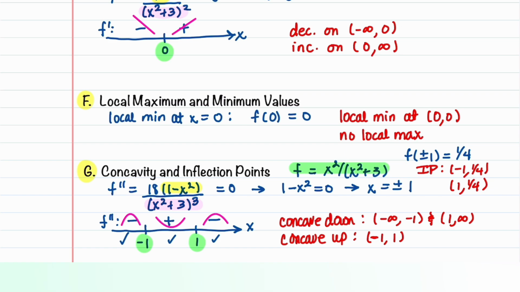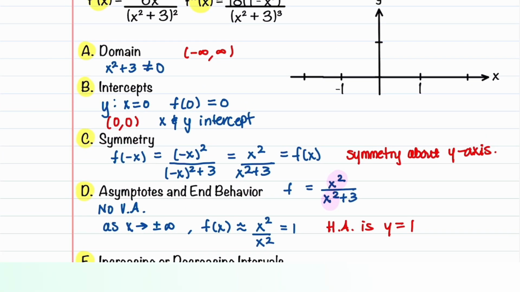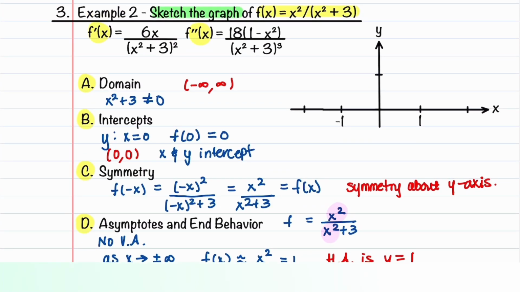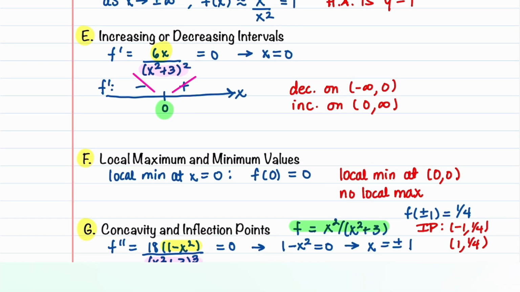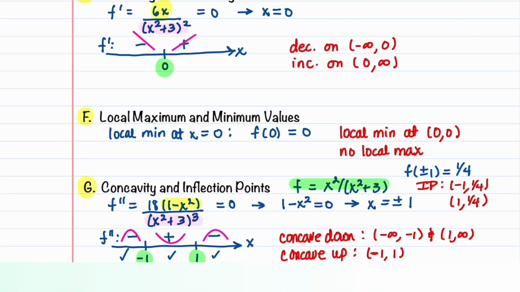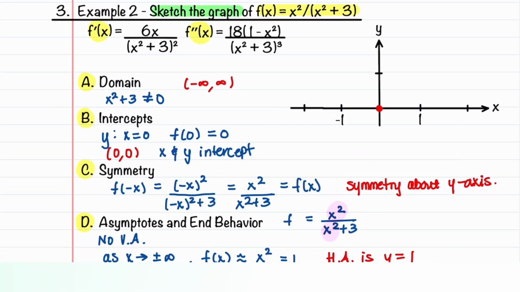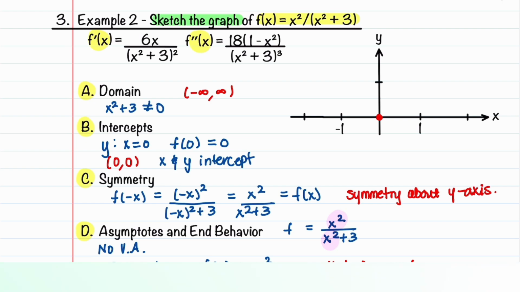Now let's go ahead and put all this information on our graph. I think the best place to start is by putting all the points that we calculated and put those on our graph. We found that we have an intercept here at the origin. We have a local min there. And then we have inflection points at minus 1, 1/4 and 1, 1/4. So minus 1, 1/4 is right here, and 1, 1/4 is right here.